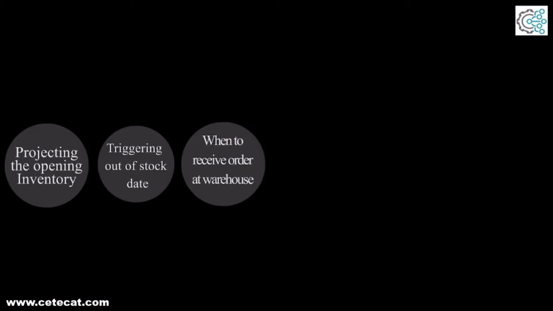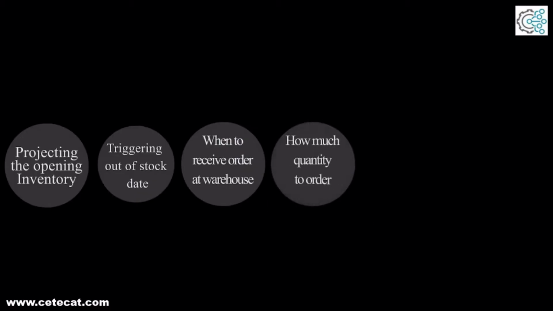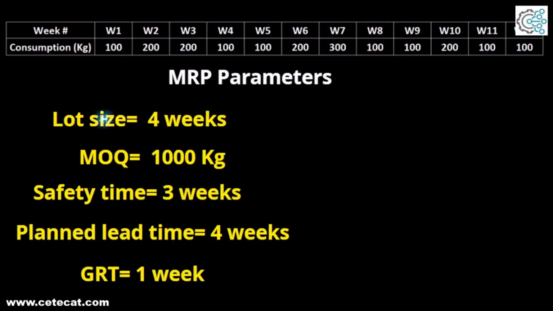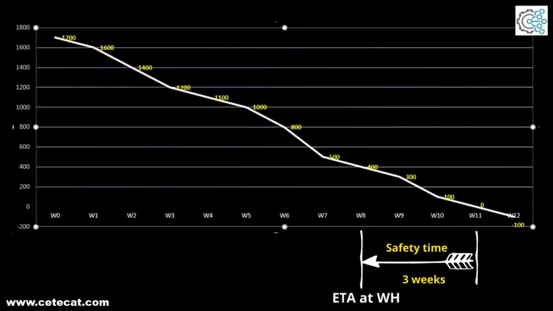Here's the time for the most interesting question. The next sequence is how much quantity to order. Do you remember the MRP parameter that controls the PO quantity? Surely the lot size. And in our example here, it's 4 weeks. The MRP will think like that: at week 8, what is the projected consumption for the coming 4 weeks as a lot size? Which is mostly 500 kg. So the PO quantity will be 500 kg.